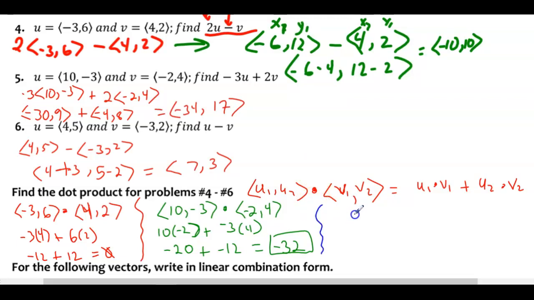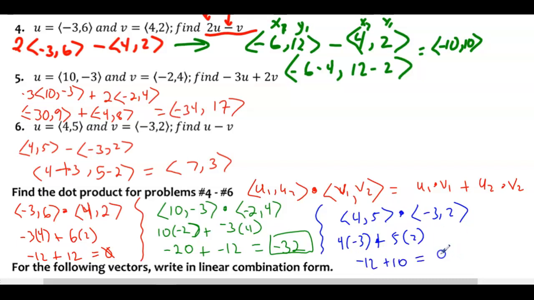Right here, number 6. 4, 5 and negative 3, 2 gives us 4 times negative 3 plus 5 times 2. So that's negative 12 plus 10, which gives us a total of negative 2.